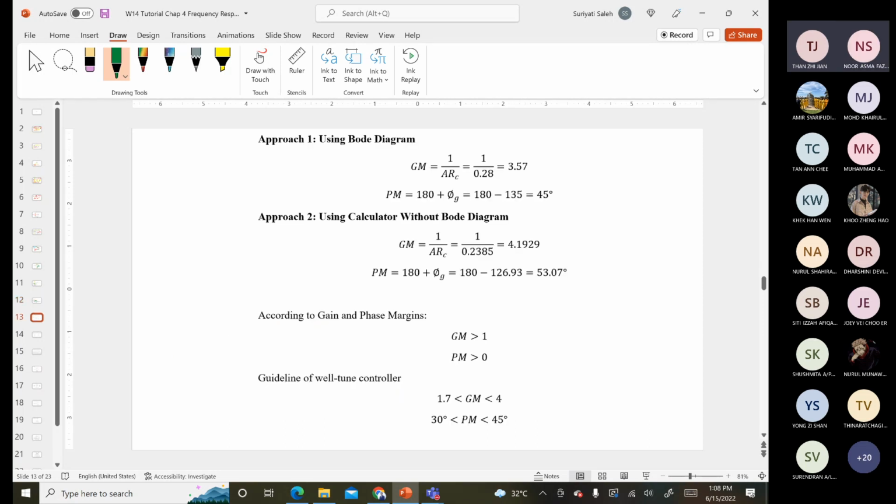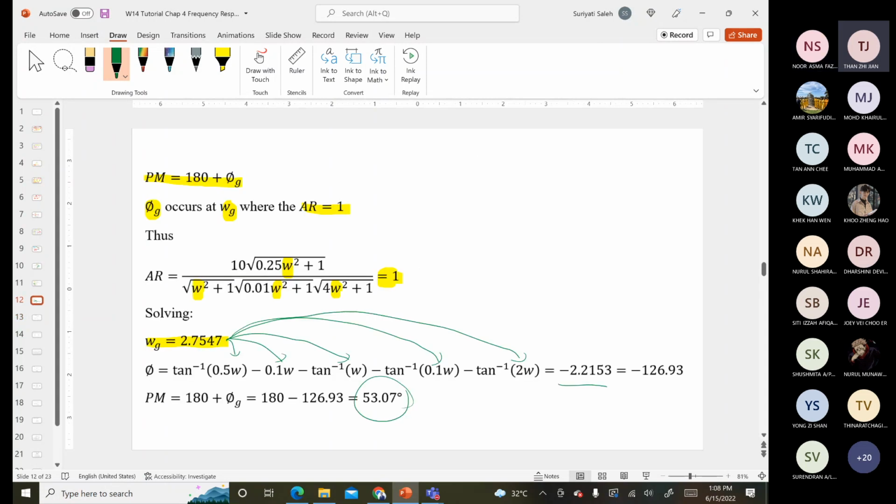So this is the thing that we can obtain from the frequency response, where here I emphasize two methods, either using the plot or using the calculator.